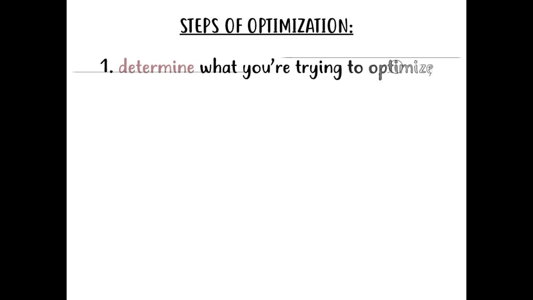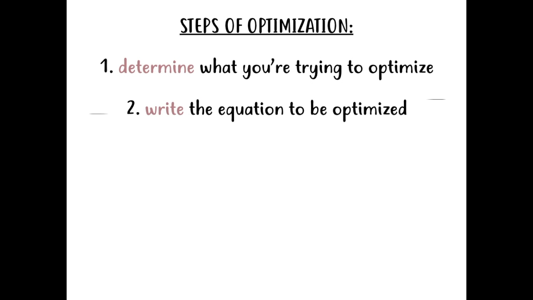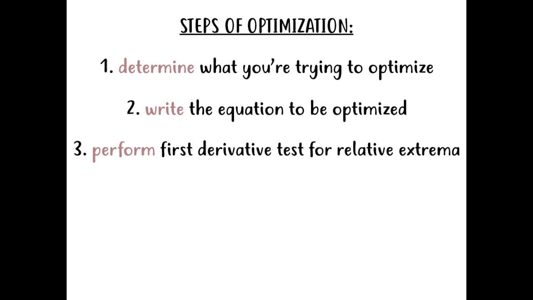The first step is to determine what you're trying to optimize. Then, you are to write an equation to be optimized. Make sure there's only one independent variable in that equation. After that, you perform the first derivative test for relative extrema. To do the first derivative test, you must differentiate the main equation and then set it equal to 0, and then solve. Then, you confirm with the number line analysis.